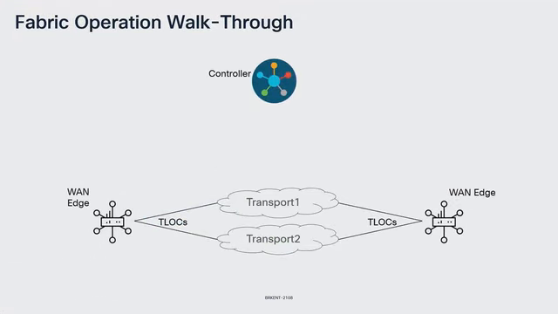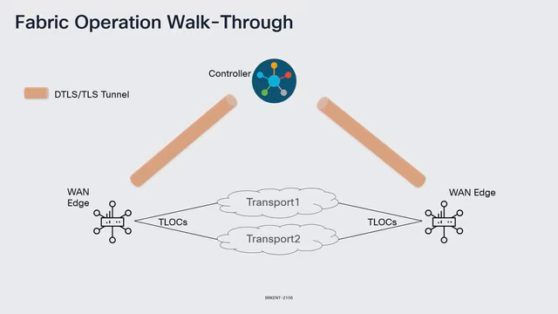Let's look at the fabric operation, a quick walkthrough. You have two WAN edges and two transports, 1 and 2, and there is a controller. A very simple case, right? Just one instance of the controller and two WAN edges. So it will form the control plane connection. It can be a DTLS or a TLS tunnel, depending on the capability. And you have the OMP protocol, the control plane protocol, running through this.